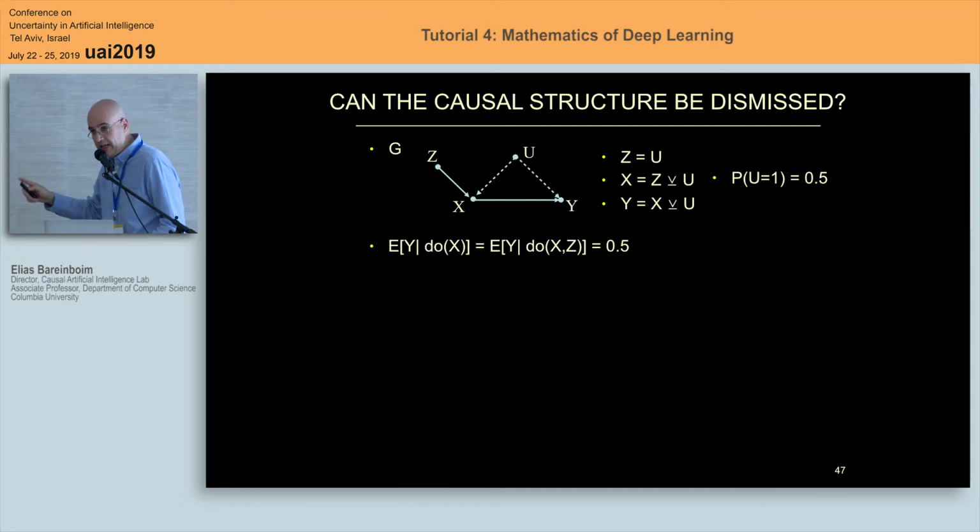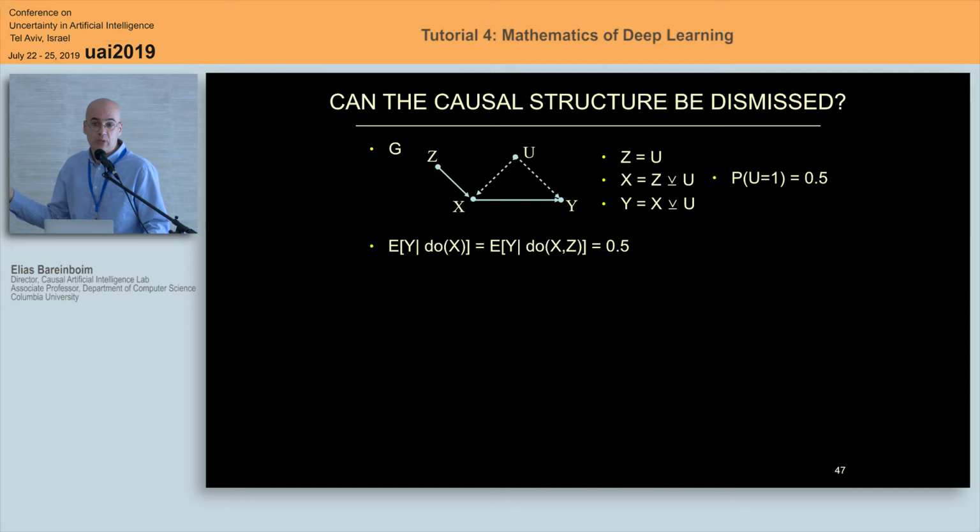Now, for the value of Y to be a high value, that is 1 in this case, you're just playing binary here. The probability of Y equal to 1 given do X equal to 1 is half, because if U is equal to 0, we have 1 plus 0, and if U is equal to 1, you get 0. You can do the other assignments, and you see that regardless of the value, this is 0.5. So only half of the time you can keep Y at a high level.